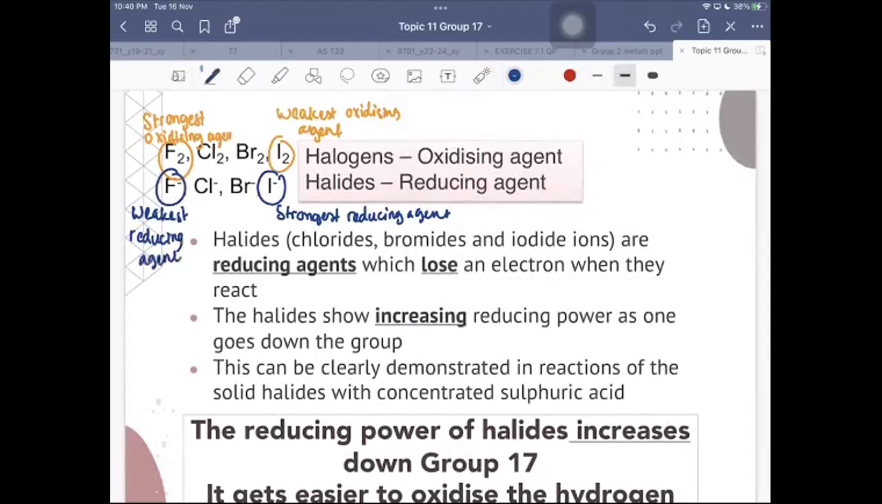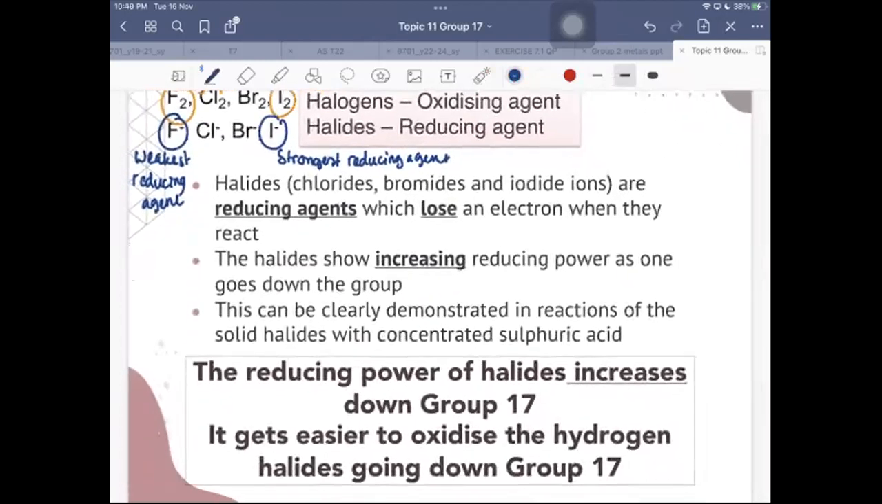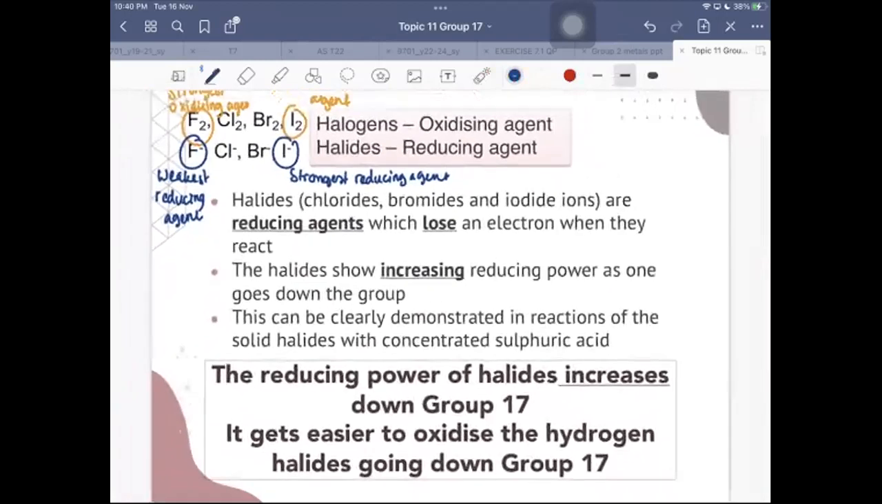Okay, so if you just remember one, halogens, then that means the halides have the opposite property. This can be clearly demonstrated in reactions of the solid halides with concentrated sulfuric acid. That's the reaction we're going to look at to prove the power of the halides as reducing agents.